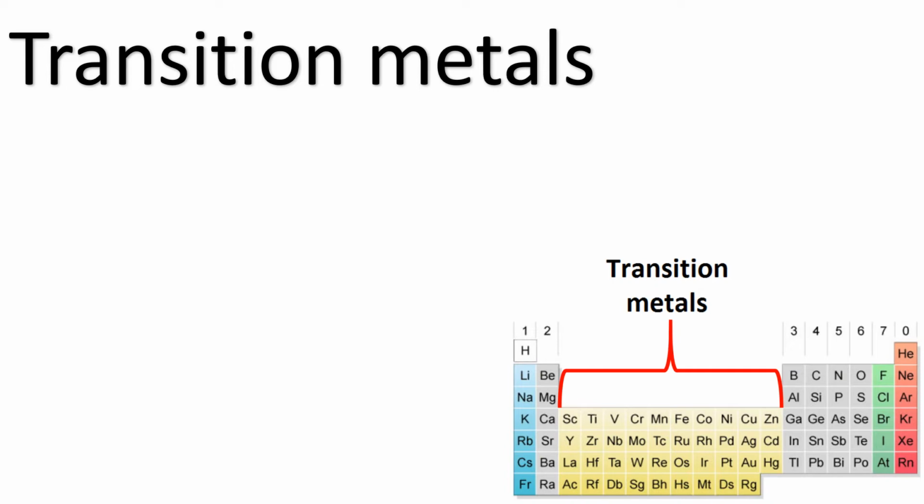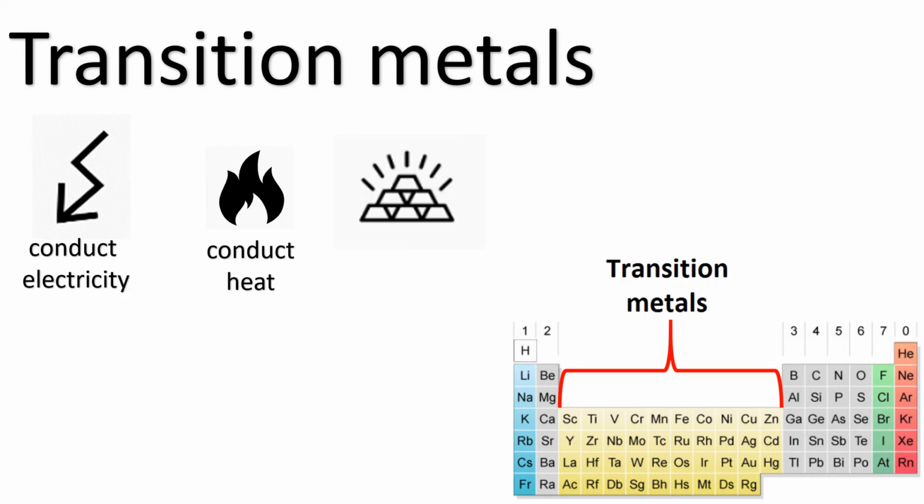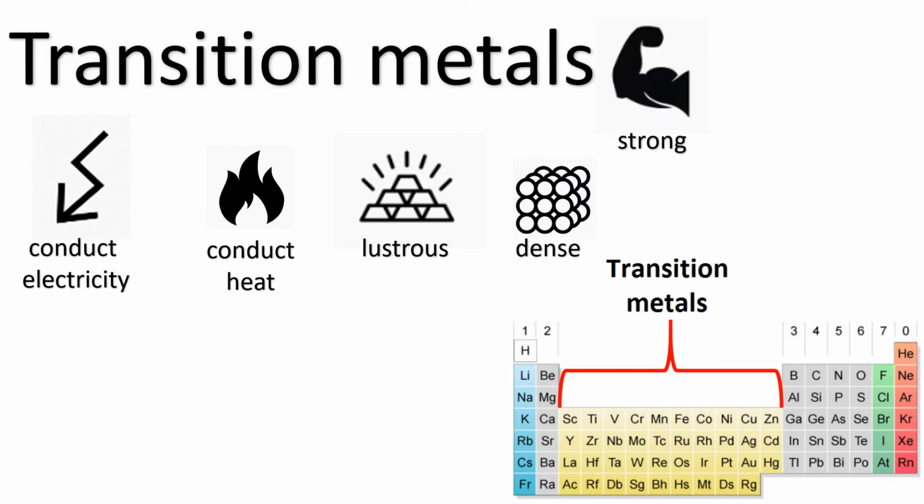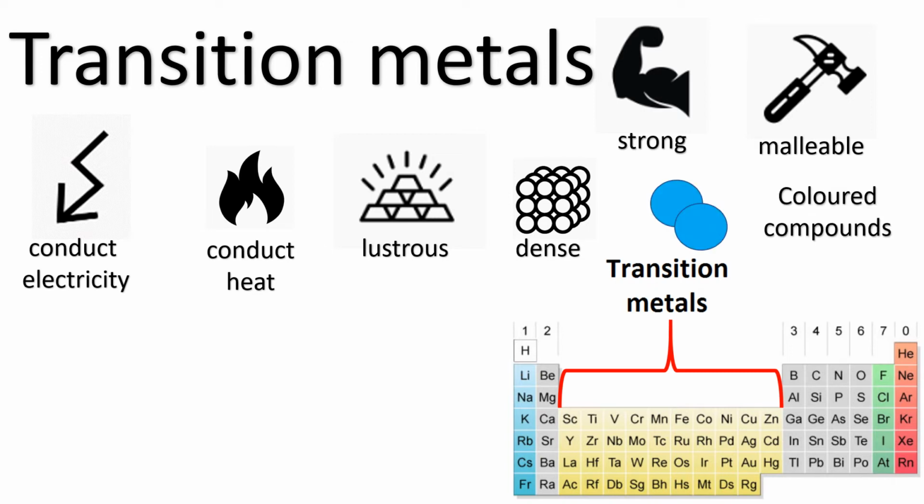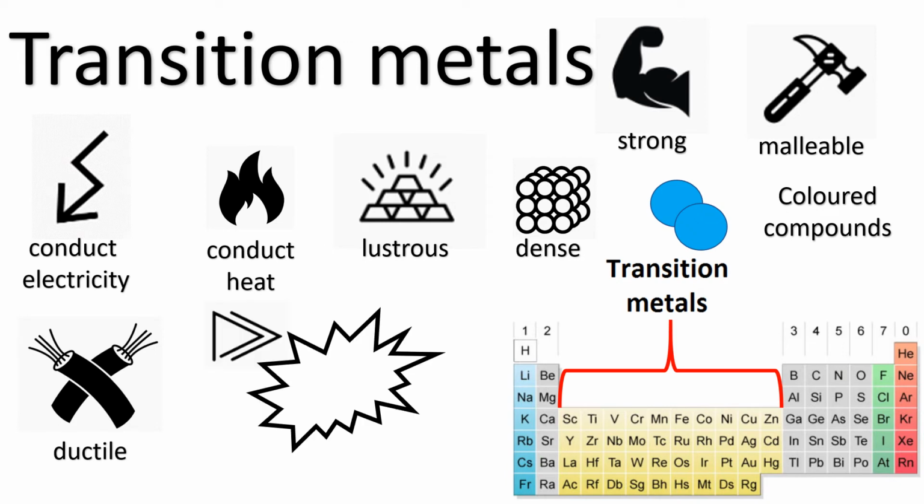The transition metals then are what we traditionally think of as being metals. So they conduct electricity, they conduct heat energy, they are lustrous, which means shiny, they're dense compared to other solids, they're strong, they're malleable, which means if you hit them with a hammer, you're able to change their shape. They form coloured compounds often. They're ductile, which means they can be made into wires, and they are used as catalysts, which means they speed up a reaction without being used up.